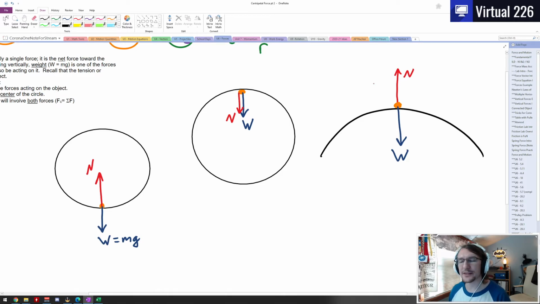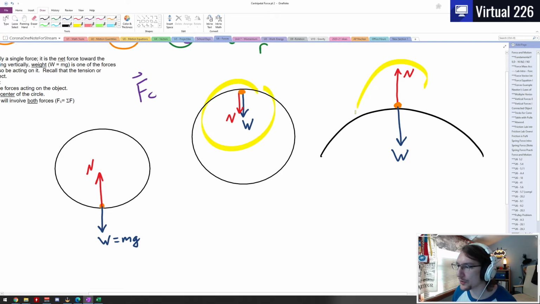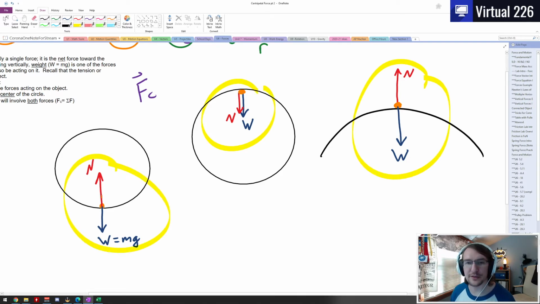So we've got these different scenarios of what's going on, and we need to think about what's happening here with our normal force and our weight, because as it will turn out, our centripetal force is really a combination of both of these forces. It's multiple forces added together to give us a centripetal force. It's like a net force there, just like we've been doing.